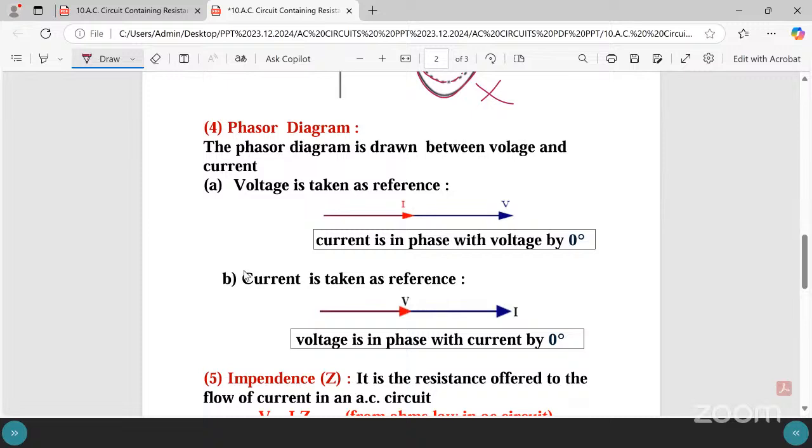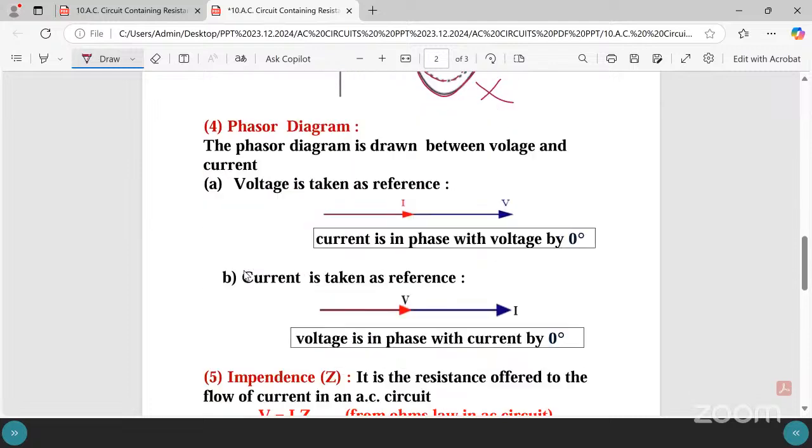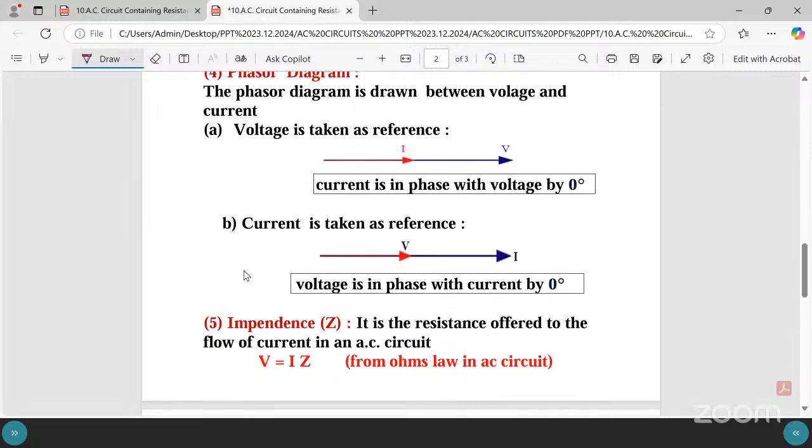What is the new technique here? The phasor diagram is the new technique. Instead of the waveform, both are equal. We can draw this one, or otherwise we can draw the phasor diagram.